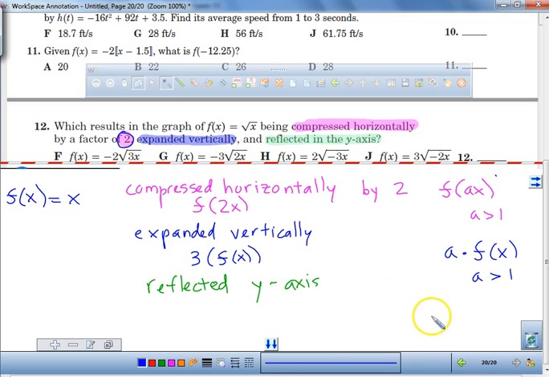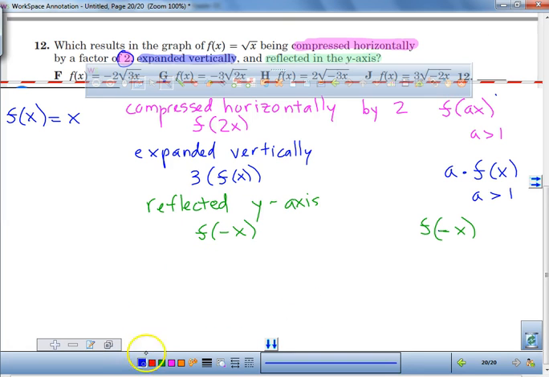Now reflected across the y-axis. Here's your answer for reflected across the y-axis. It's going to be negative x on the inside. So we're going to say f of negative x. If it's reflected across the x-axis, then the negative would be on the outside. Across the y-axis, it's on the inside. So this one right here, you're going to have f of a negative x.